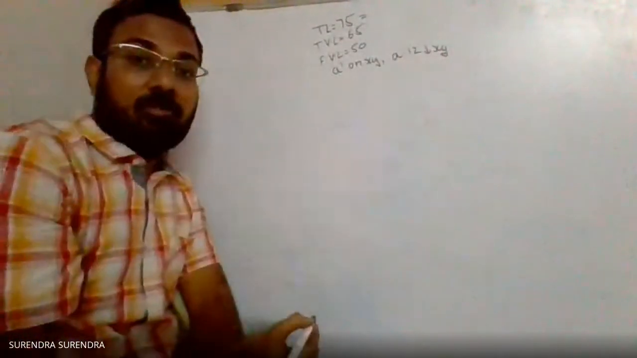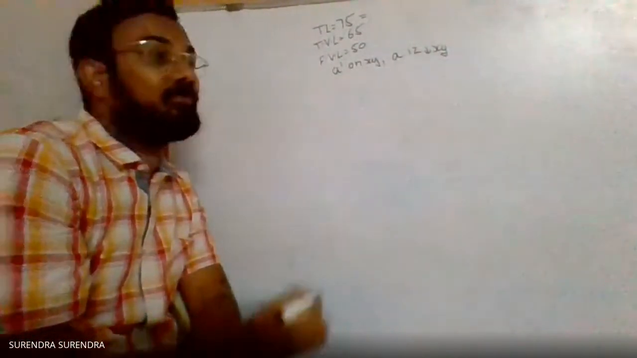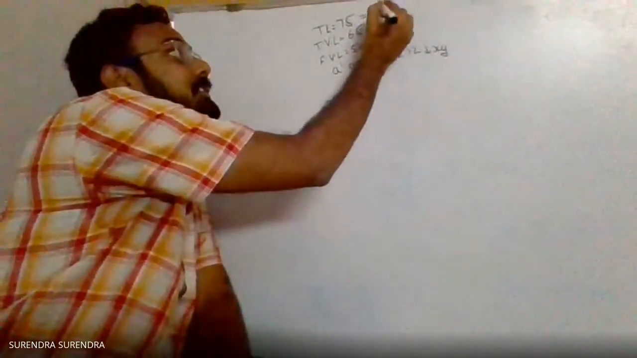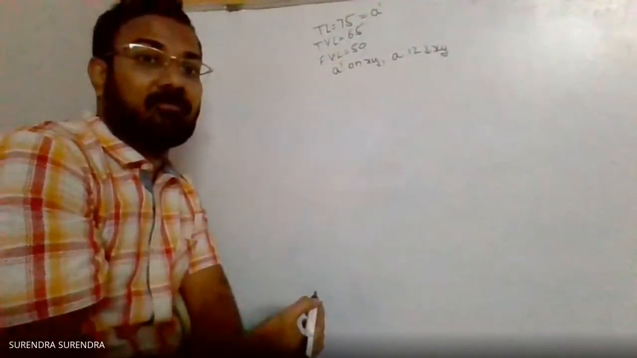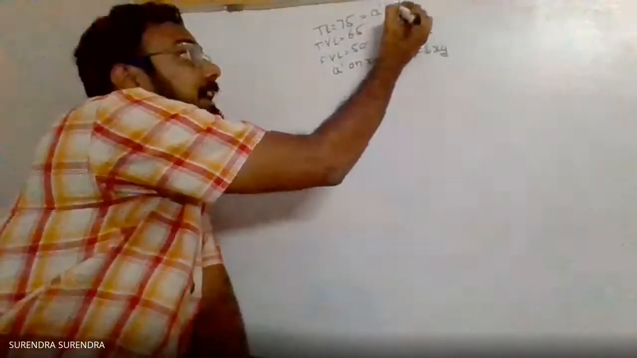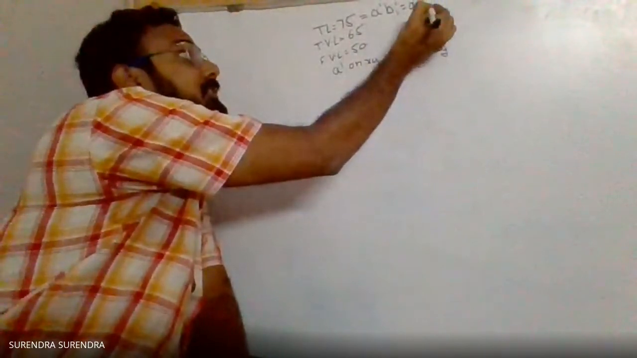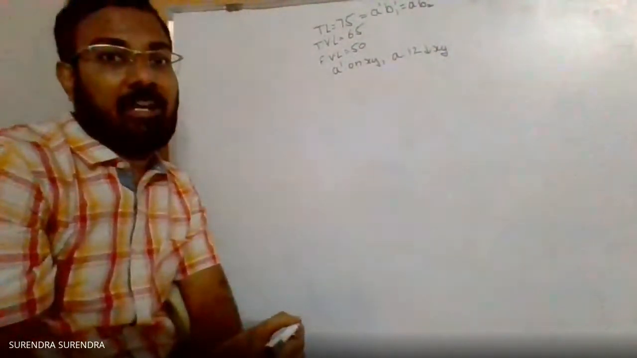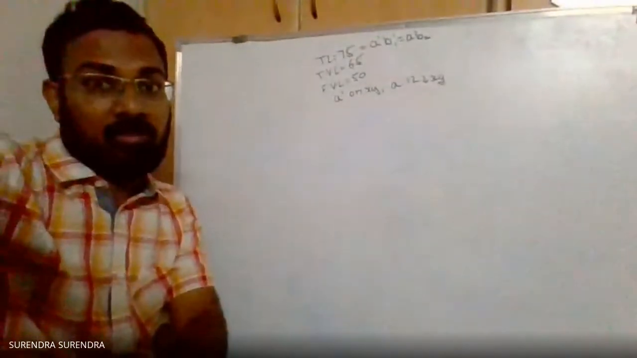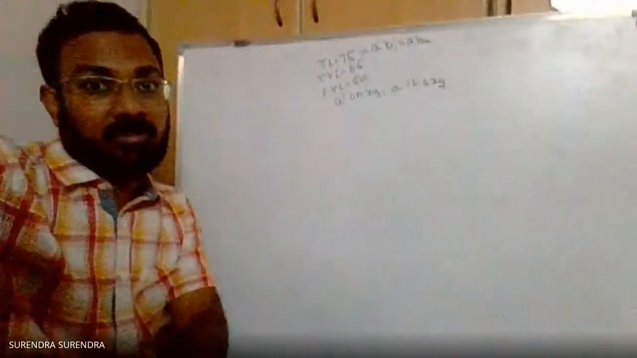True length equal to any of you? A dash B dash? A dash B1 dash. Yes. A dash B1 dash also equal to A B2. A dash B1 dash also equal to A B2.